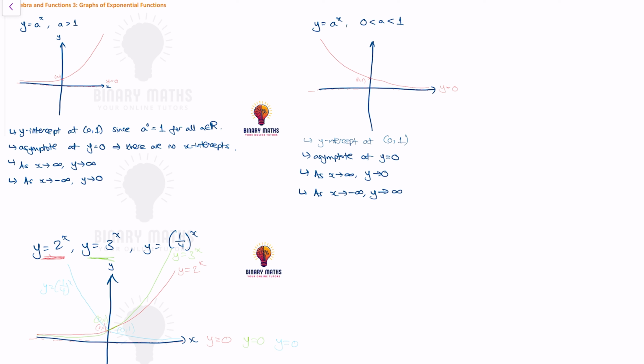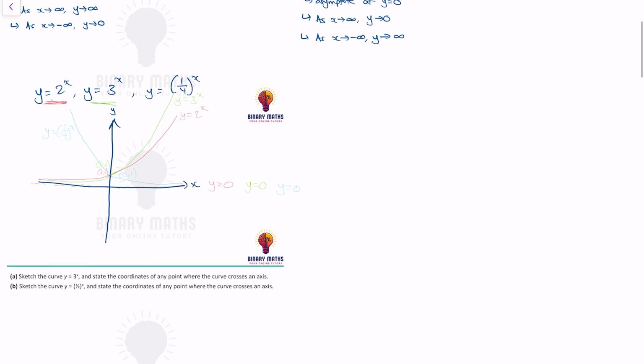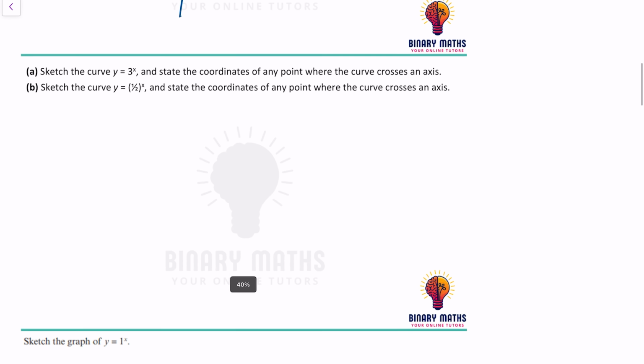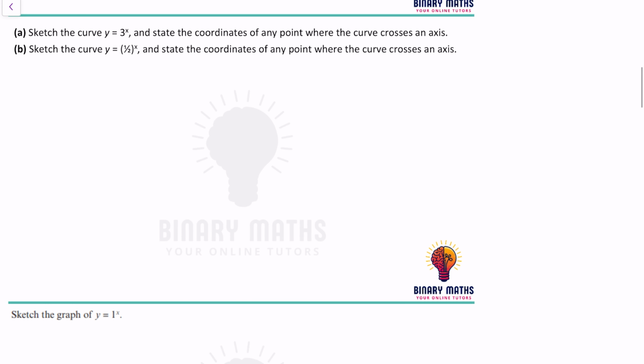Okay, so just keep in mind that if you're sketching two in one graph, if the base is higher, then it will increase more rapidly. Let's look at some examples and questions. Part A: sketch the curve y is equal to 3 to the x and state the coordinates of any point where the curve crosses an axis. So if I were to sketch this, because 3 is bigger than 1, I know it's the first case.